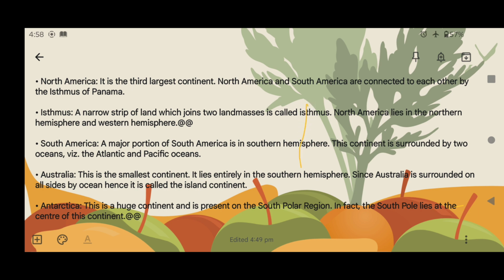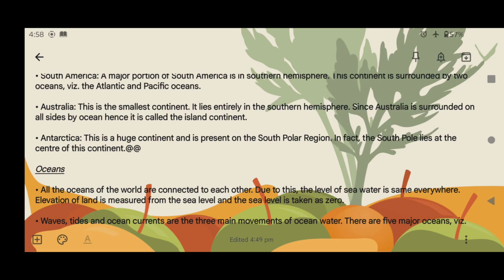Antarctica. This is a huge continent and is present in the South Polar region. In fact, the South Pole lies at the center of the continent.